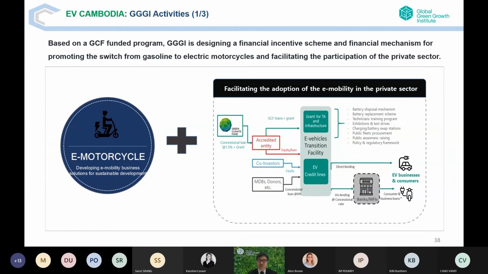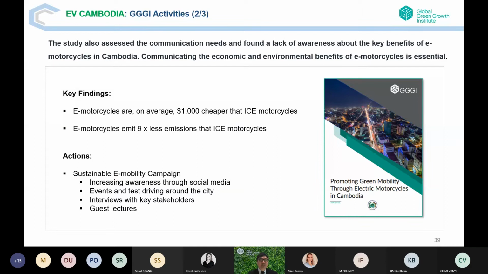And also, we are already conducting a study assessing the communication needs, and found a lack of awareness about the key benefits of e-mobility in Cambodia.